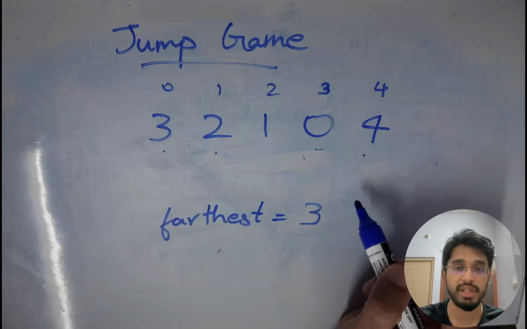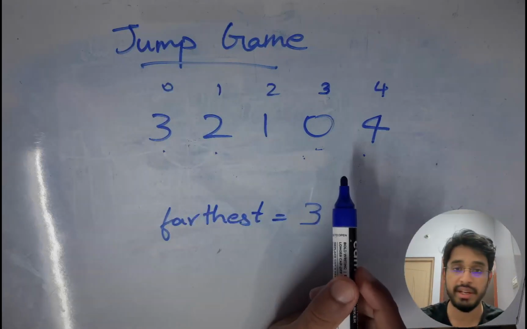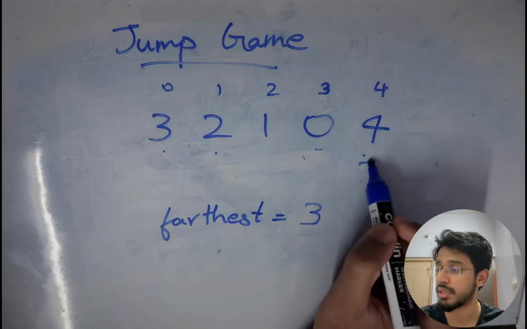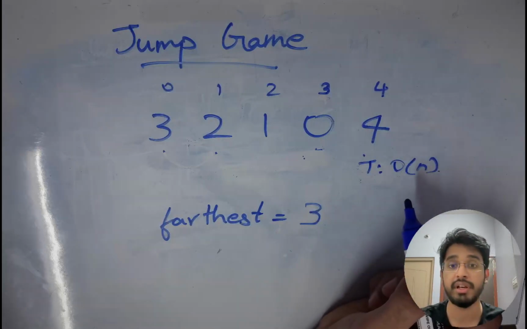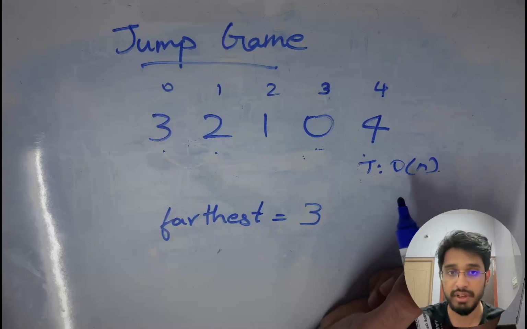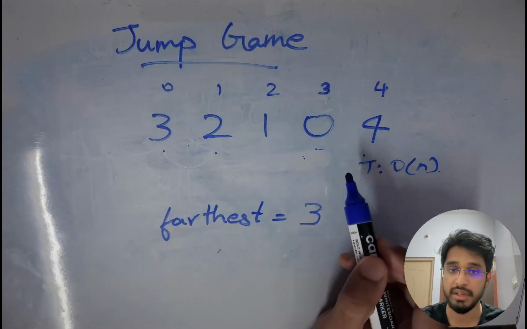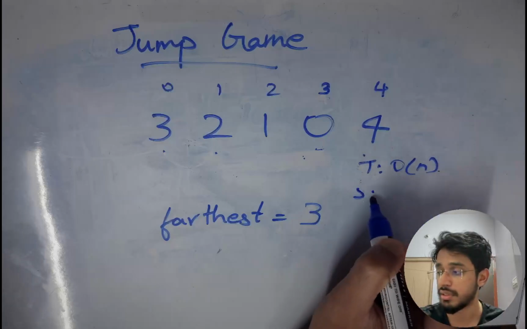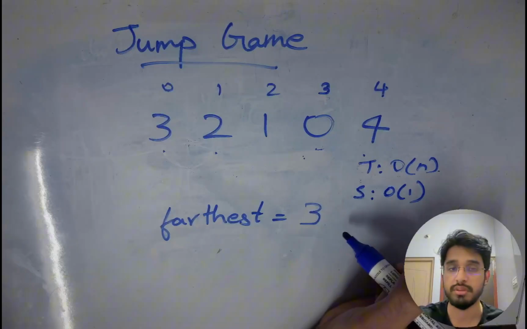So what is the time complexity involved in this operation? Since we are iterating through this array just once, the time complexity will just be O of n. What is the space complexity? Are we creating any additional variables? We are just creating one, but that is irrespective of the number of elements that we have. So we say that the space complexity is O of 1. Right, so this is the solution to this problem, jump game.